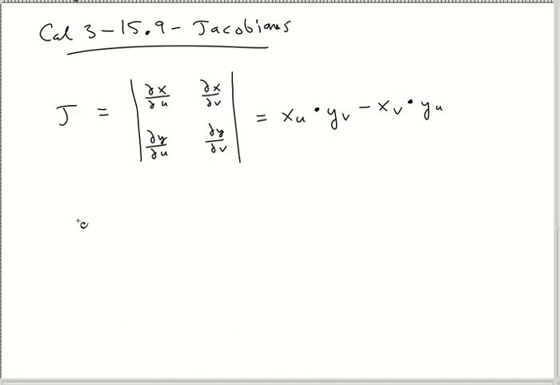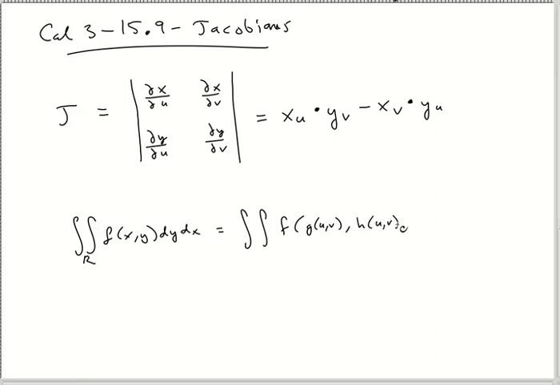How Jacobians work is basically we have a double integral over some kind of region of f of x, y, dy dx. It's dA technically, but dy dx is probably more accurate at this particular point. So I have an integral. I can rewrite that integral as f of g of u v, comma, h of u v, times J, that thing up there, times du dv.